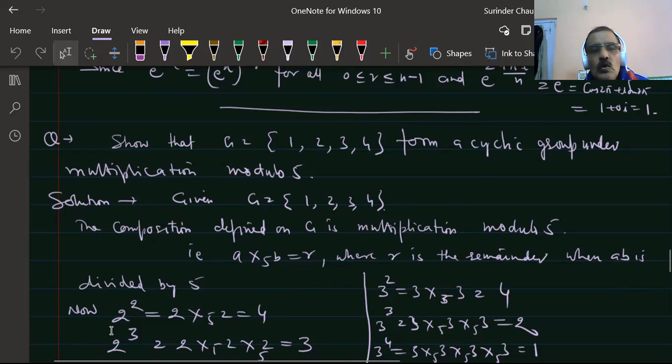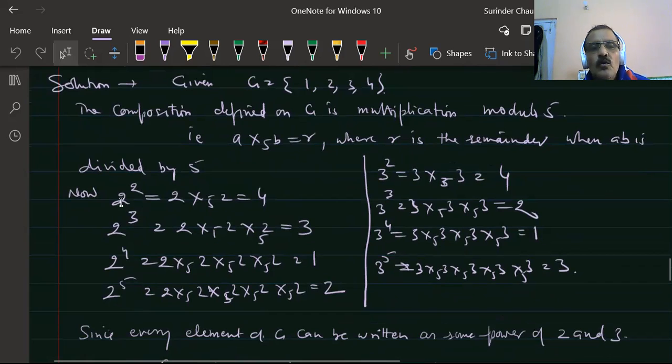Now, write 2 raised to power 2: 2 times 2 is 4, divided by 5, the remainder is 4.